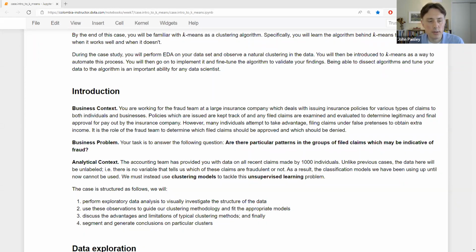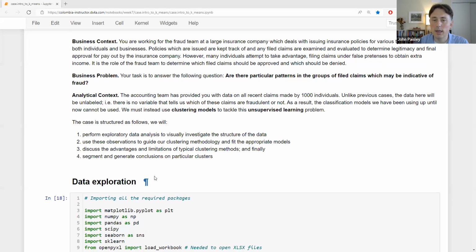So this case is structured as follows. First, we're going to perform exploratory data analysis to visually investigate the structure of the data that we have. We're going to then use those observations to help guide the clustering methodology that we're going to use and learn the models. We'll then discuss the advantages and limitations of the types of clustering models we're going to talk about. And then we're going to actually cluster the data and generate some potential conclusions for particular clusters of data.